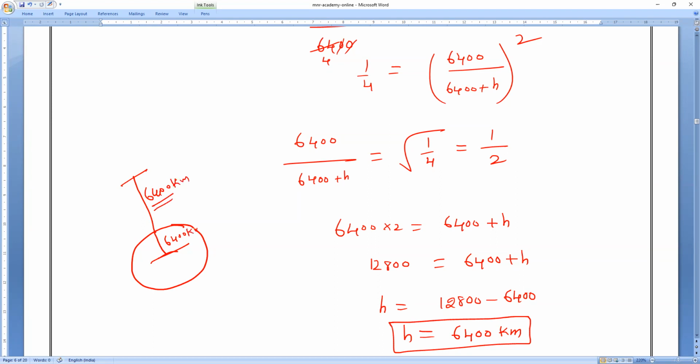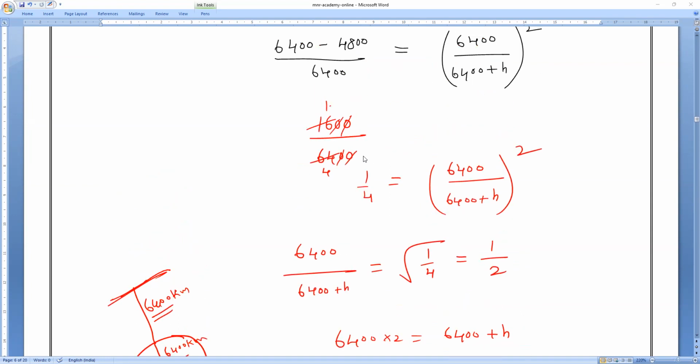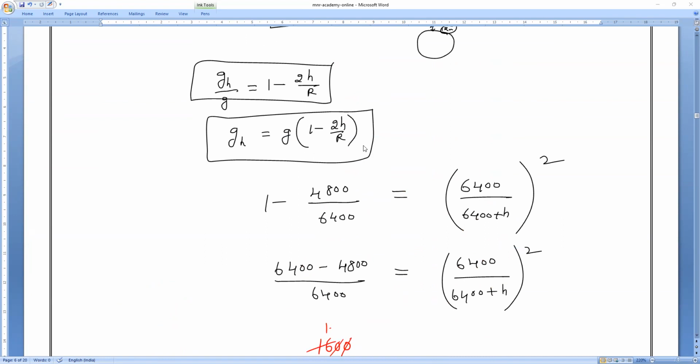value is how much, guys? Same. Depth also and height also, the G value is how much? Same. 6,400 kilometers. That is what I wanted. Does everybody understand? So this is how you have to solve it.